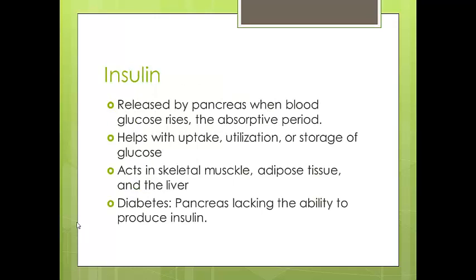Insulin is released by the pancreas when blood glucose rises during the absorptive period. It helps with the uptake, utilization, or storage of glucose. It acts in skeletal muscle, adipose tissue, and the liver. Diabetes is when the pancreas can't produce insulin. Diabetics have to test their blood a couple times a day to check their sugar and inject insulin depending on when they have meals.